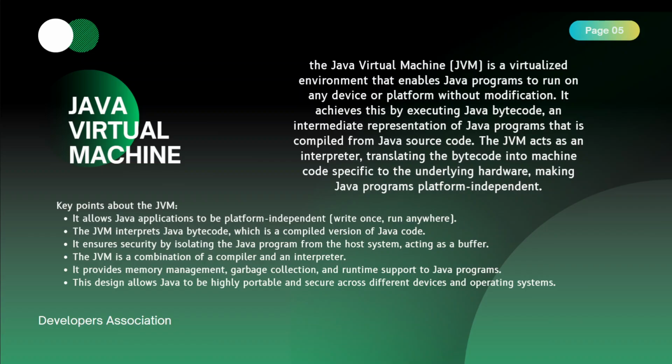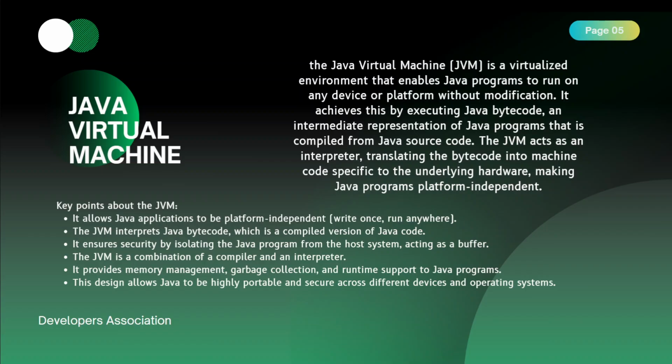The JVM is a combination of a compiler and an interpreter. It's a whole combination. The compiling work and the interpreting work of the code is done by the JVM. It provides memory management, garbage collection, and runtime support to Java programs. This design allows Java to be highly portable and secure across different devices and operating systems.